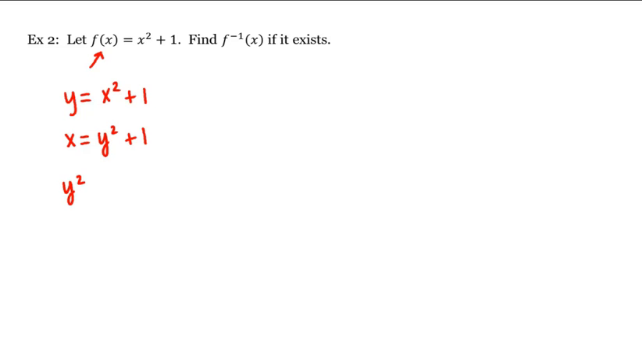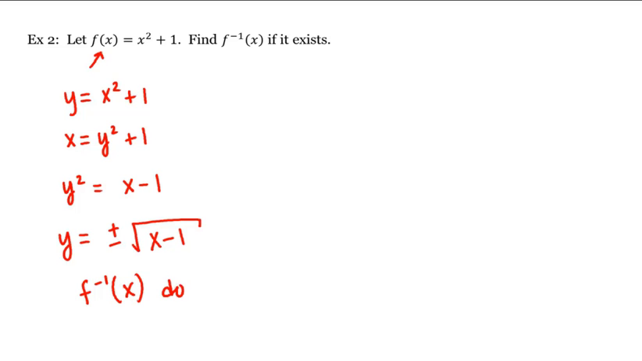We have y squared is equal to x minus 1, or y is equal to plus or minus the square root of x minus 1, which means we weren't uniquely able to solve for y, because for any input x, we'd get two possible y values, the positive and the negative square root, which means that f inverse of x does not exist.